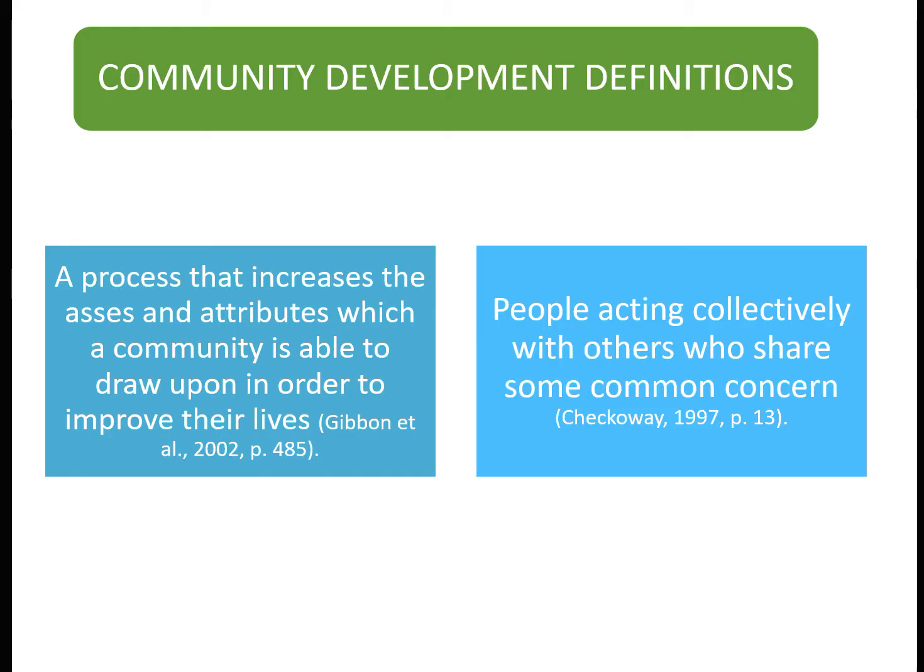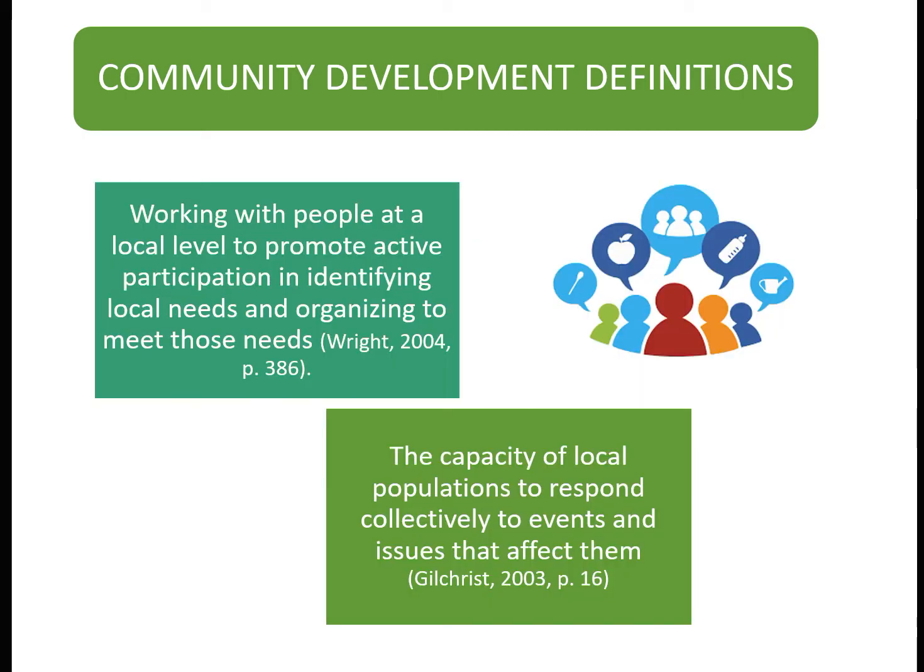Other definitions, again focusing on process: a process that increases the assets and attributes which a community is able to draw upon in order to improve their lives. And it's also people acting collectively who have a common concern. Here, the definitions are looking at people at the local level to promote active participation in identifying local needs. Community development is the capacity of local populations to respond collectively to events and issues that affect them.